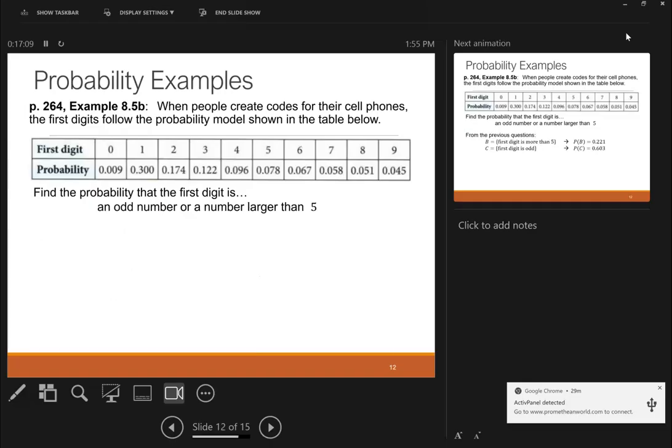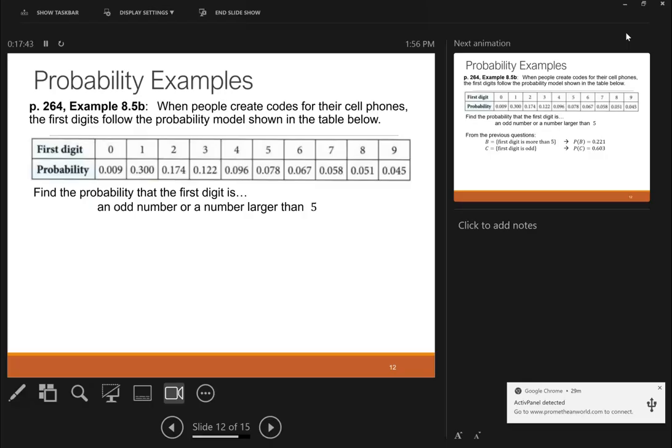Find the probability that the first digit is odd or a number greater than 5. 1, 3, 5, 6, 7, 8, 9. Wait, what is OR? Is that the union or the intersection? It is union. That is correct. So it means it can be either one, right? So I think Brooks is right.